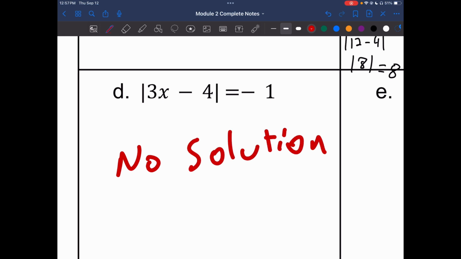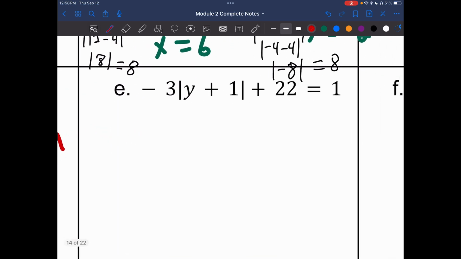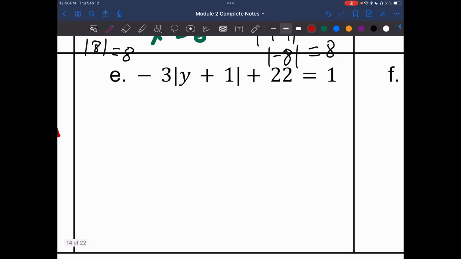There is nothing that I could put into that equation that would get me a -1 when I take the absolute value. There's no solution. Okay. All right, letter E.